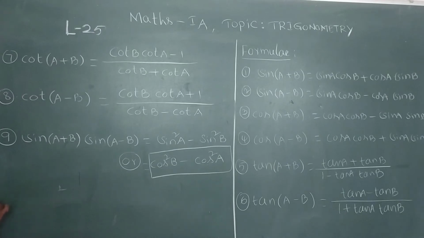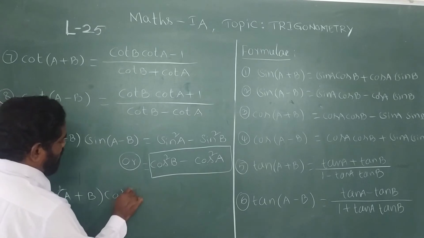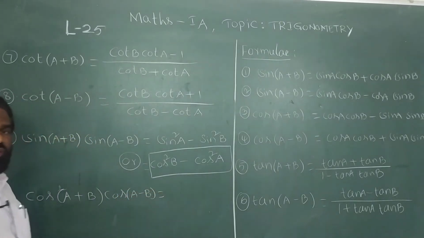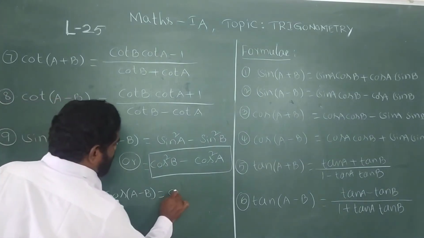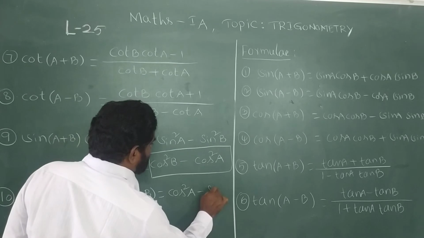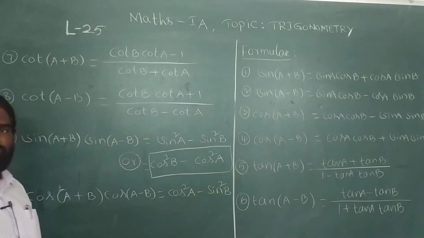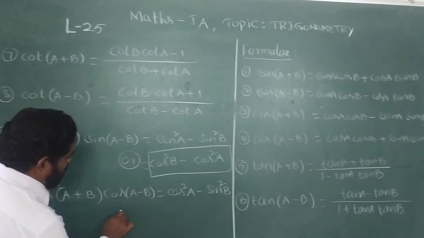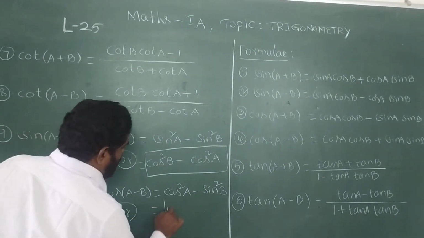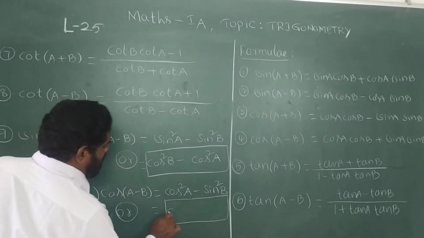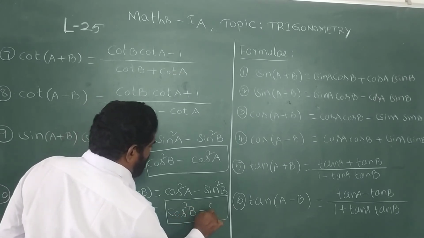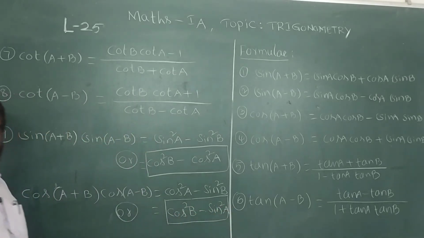Understand? Next formula, cos of A plus B into cos of A minus B, which equals cos square A minus sin square B. Or otherwise this can be equal to cos square B minus sin square A. We can write like this also. Understand? Okay, these are the formulae.